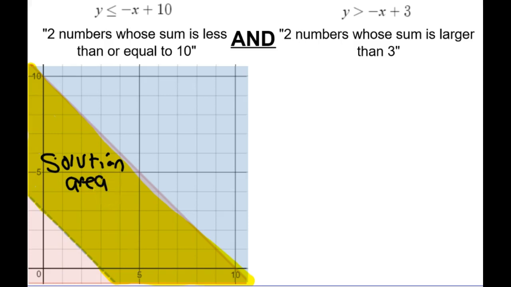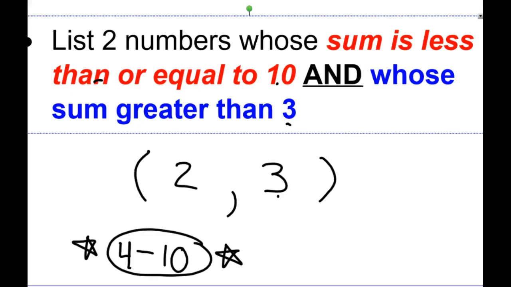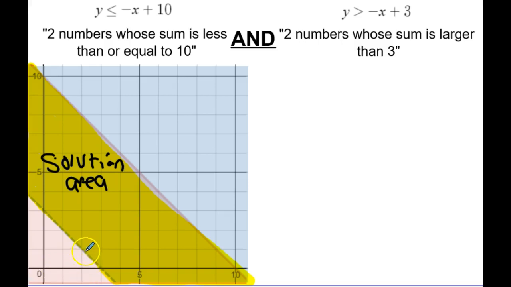Now I mentioned on the previous slide that I said 2, 3 was the solution. Just to confirm, here's 2, up 1, 2, 3. So that was the solution that I gave on the previous slide, and you can see that it is in the yellow area. To wrap up this video, I'd like you to pause this again and see if you can identify 2 additional solutions that will fall within this yellow solution area.